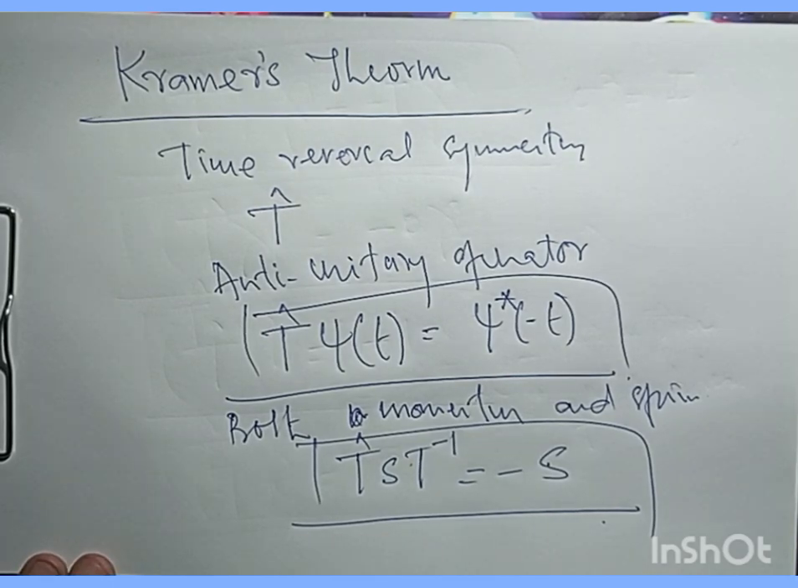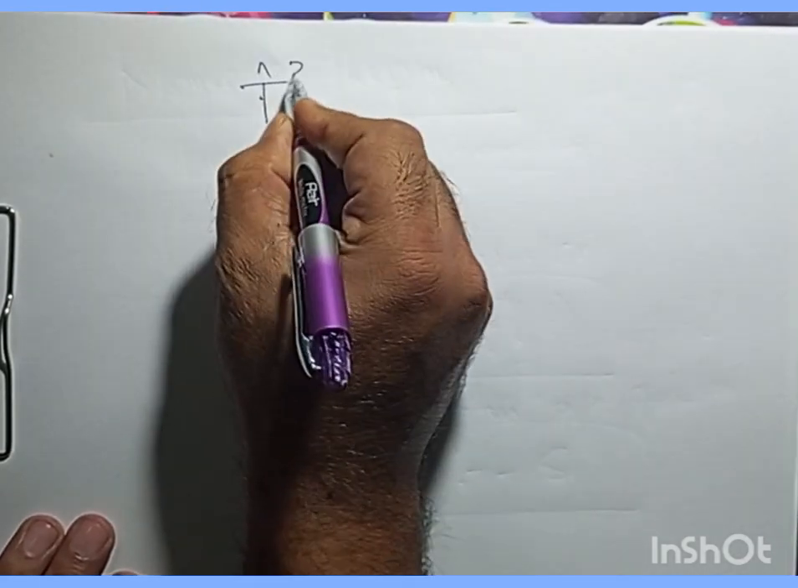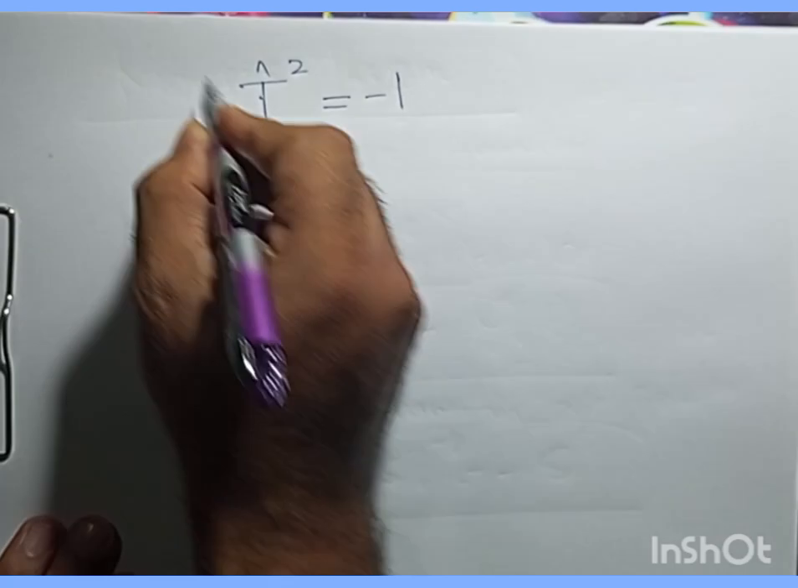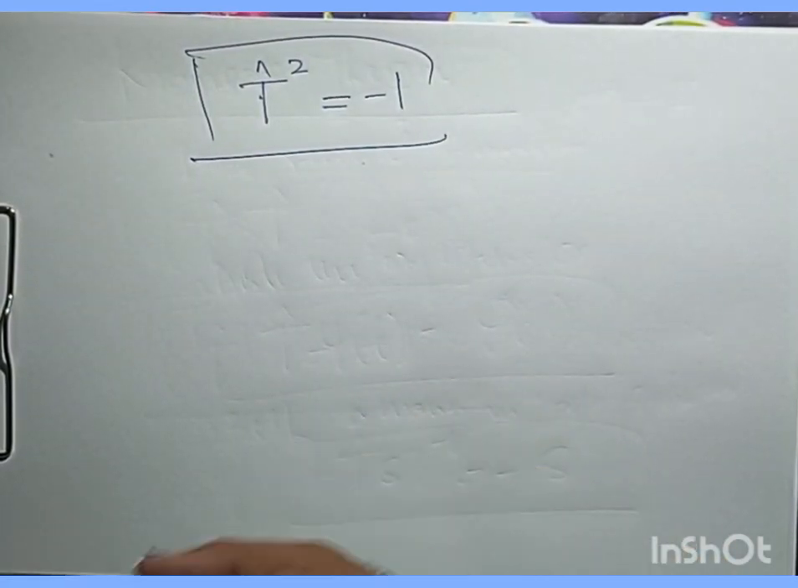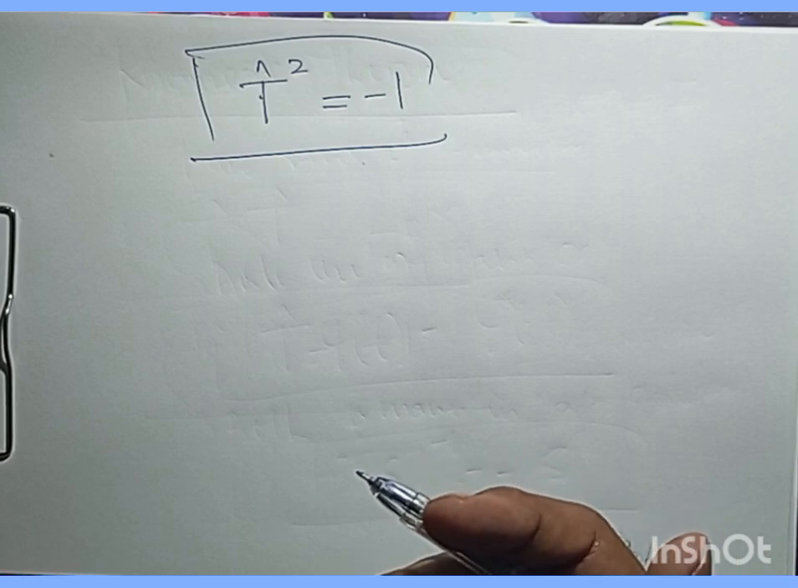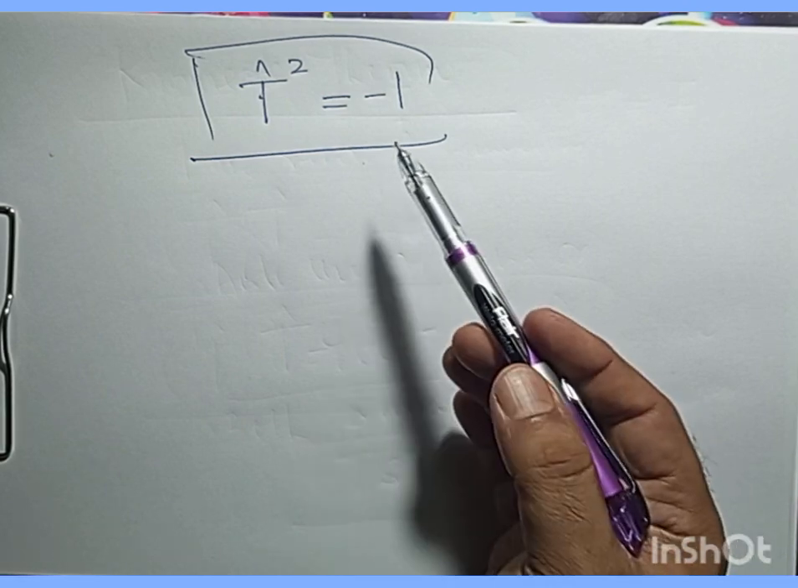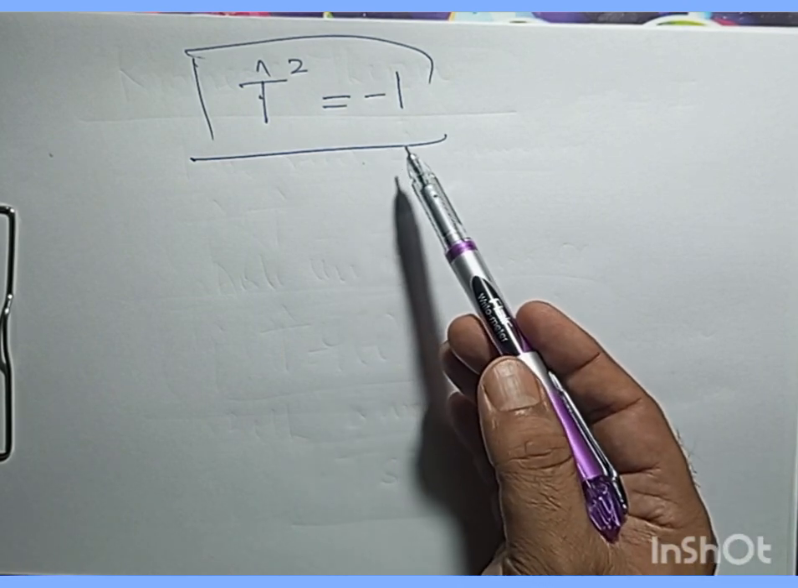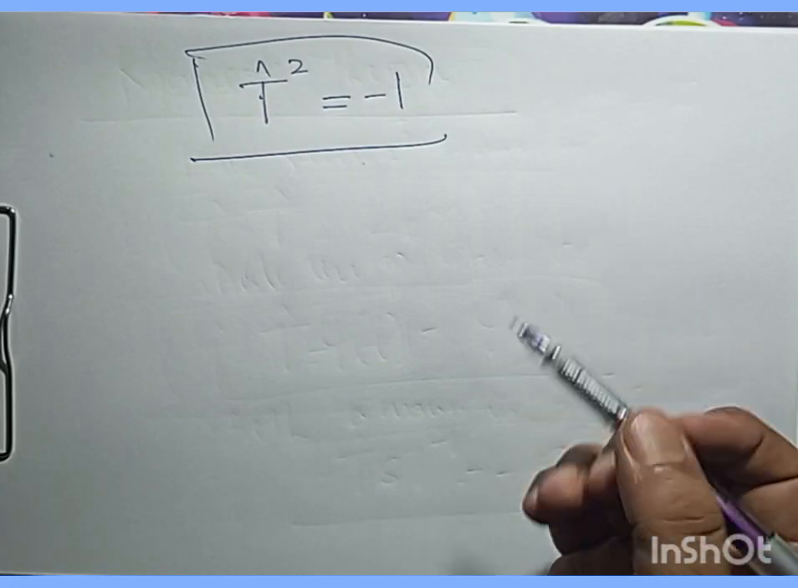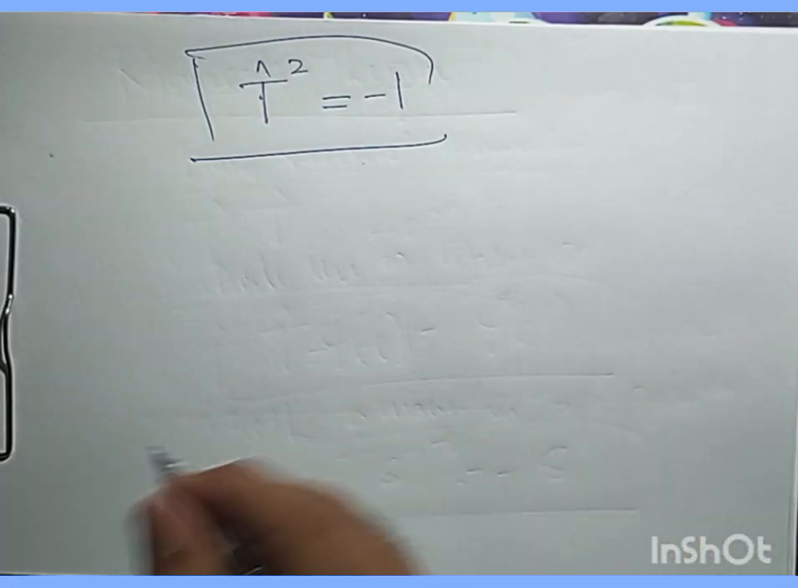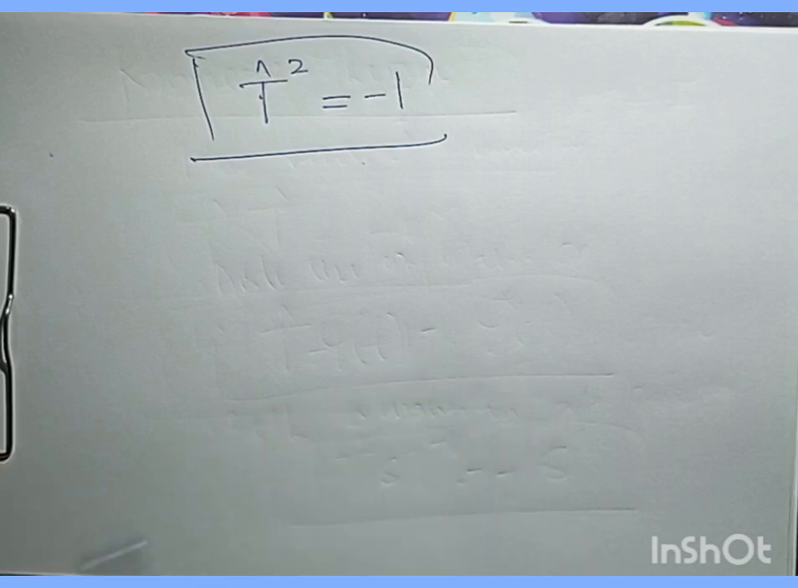Now, in addition, for systems with spin half, the time reversal operator has a special property, and this special property we have already proved in the previous video. What's that? The square of this time reversal operator is equal to minus one. So this property implies that if you apply the time reversal operation twice, the wave function gets multiplied by a negative number rather than returning to its original state. Now, this behavior directly leads to Kramers' theorem.